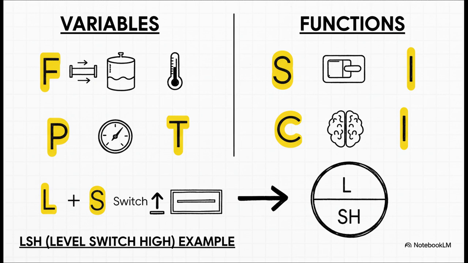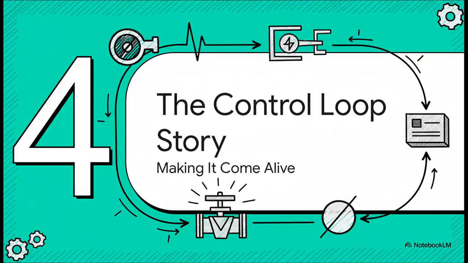Then you have the functions, like S for a switch, C for a controller, or I for an indicator, something that just shows you a reading. So if you see a tag that says LSH on a diagram, you can instantly decode it. Level switch high. It's telling you its exact job right in the name.